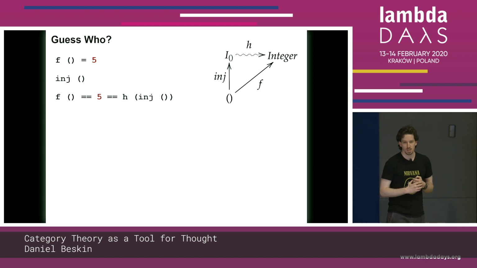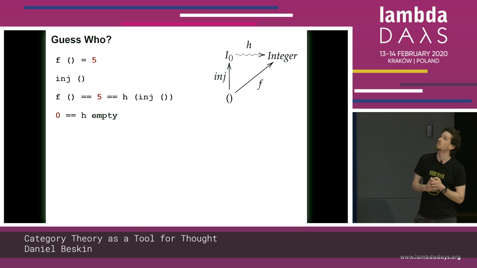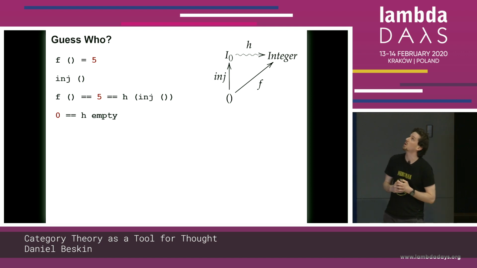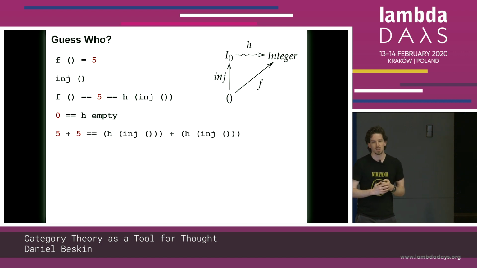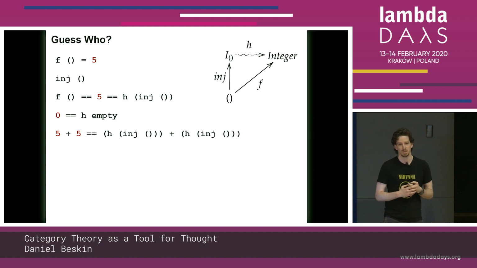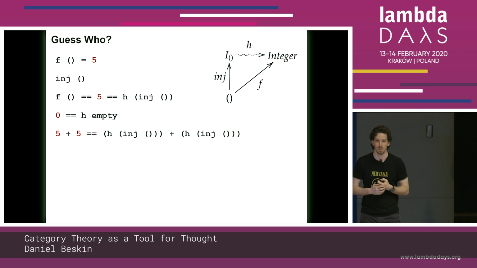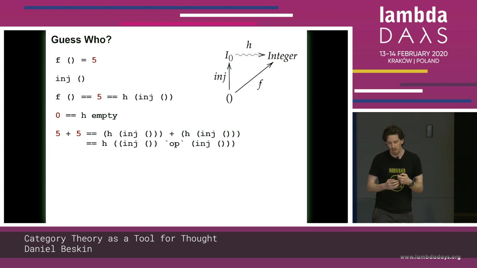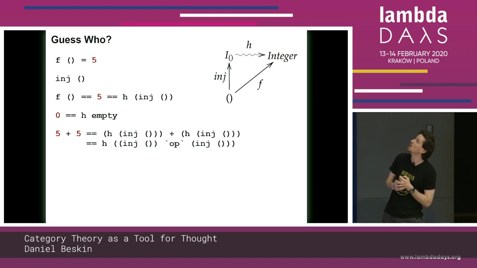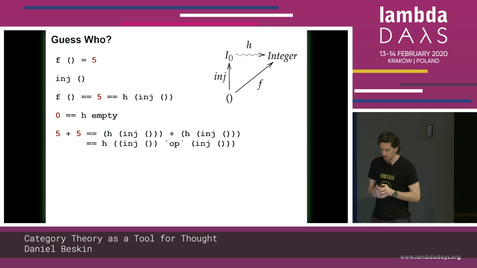We also know that because H is a homomorphism, it must respect the empty value. So 0, which is the empty value of the integer monoid with addition, should be equal to H applied to the empty value of our mystery monoid. We also know that homomorphisms respect the combination function. So if we know some value in the target monoid, say 5 plus 5, we can write it in terms of the equations we had before, and we can pull H outside, since H respects the monoidal operation. We pull H outside and replace it with the operation of the mystery monoid. I'll call it op because I don't know what it is yet.